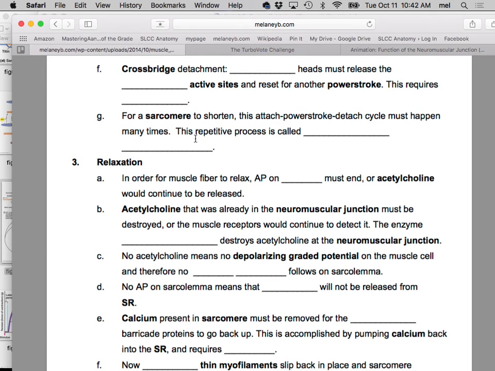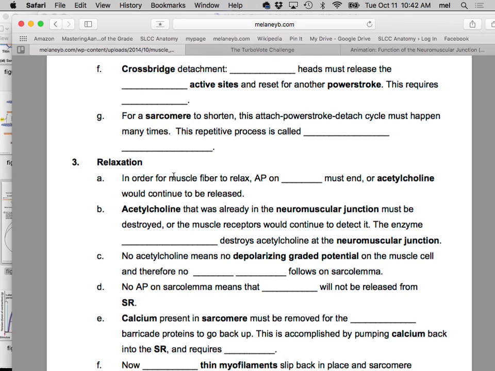For a sarcomere to shorten, this attach, power stroke, detach cycle must happen many times. This repetitive process is called crossbridge cycling, exactly. Okay, now we're going to get into the relaxation phase.